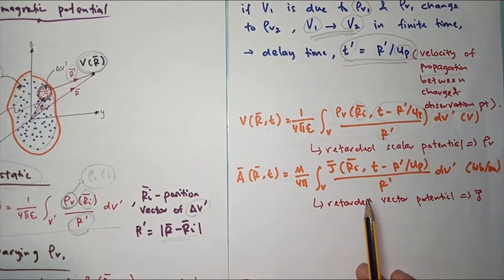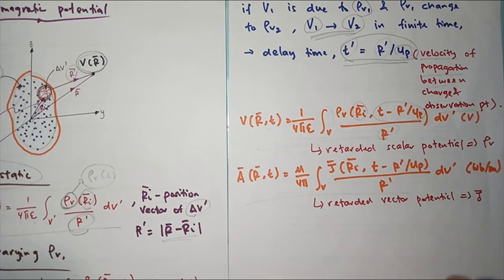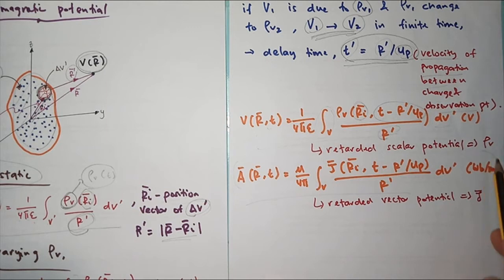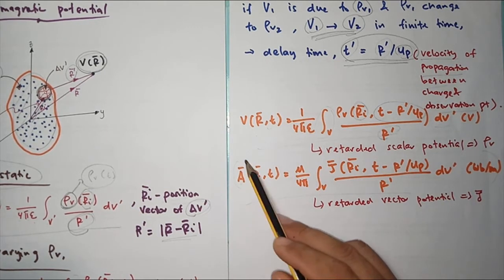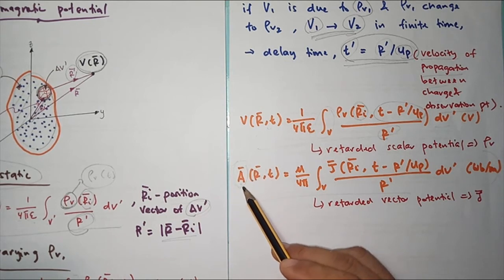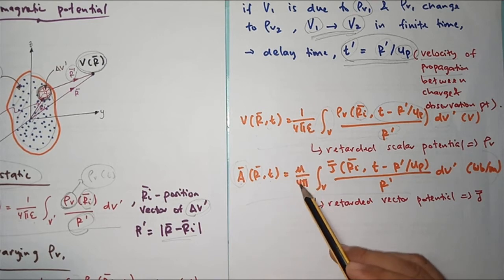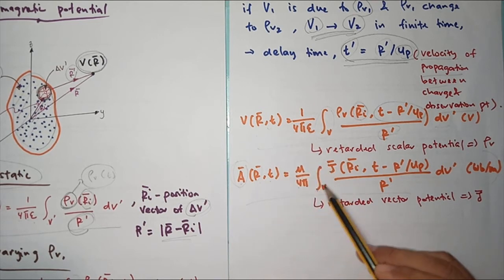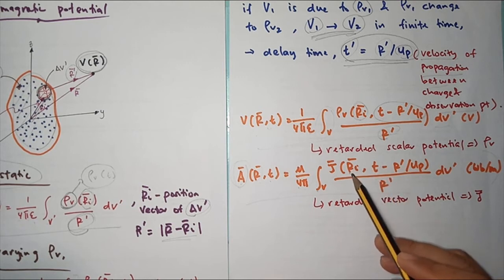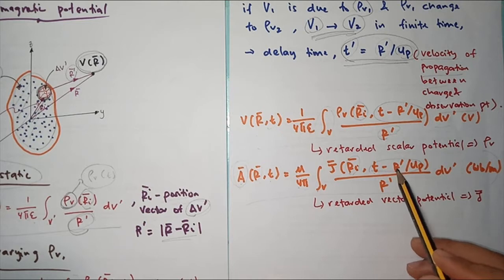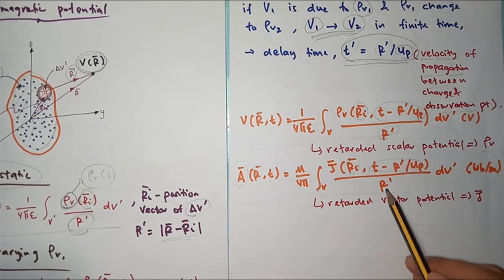If we consider the potential difference caused in a magnetic field, we will have this expression. We use the same technique to derive it, and this is the product of that derivation. We have vector A, which represents the potential of a magnetic field. A of R, t is equal to mu divided by 4 pi, volume integration of vector J of Ri, and then the delay time here, t minus R prime divided by UP, divided by R prime dv.